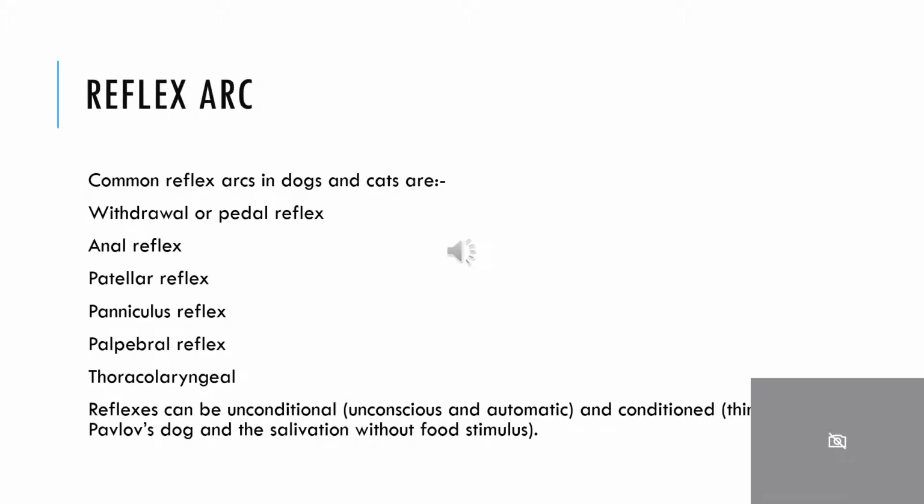Common reflex arcs in the dogs and cats are withdrawal or pedal reflex, anal reflex, patellar reflex, panniculus reflex, and the palpebral reflex. Another more unusual reflex that you don't as such need to be aware of because it relates to horses is the thoracolaryngeal reflex. Please research what takes place in such a reflex arc and also the significance of the area where these reflexes are and how we can utilise them in veterinary practice.